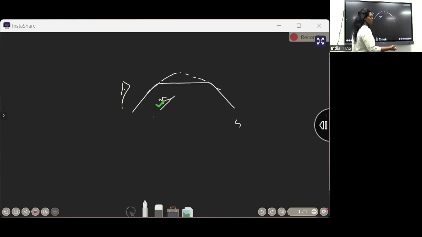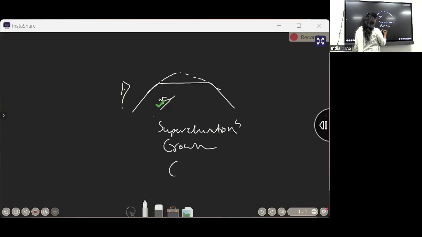Okay. First option, super elevation. Second one, crown. Fourth option, none. Now tell. Crown, crown. I think a few of you are saying crown and a few of you are saying camber.